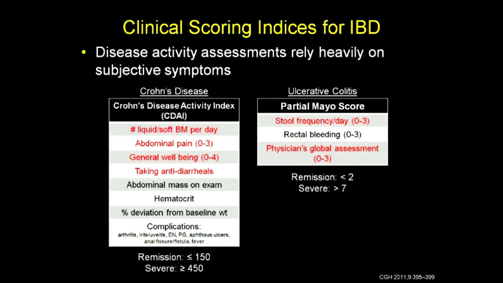And there are different ones for both Crohn's and ulcerative colitis, but what you can see from these disease activity assessments is that they rely very heavily on symptoms as opposed to objective markers. So how many stools are you having? How much abdominal pain are you having? Are you taking antidiarrheals? And this helps us know whether you're mild, moderate to severe, and puts you in a category.